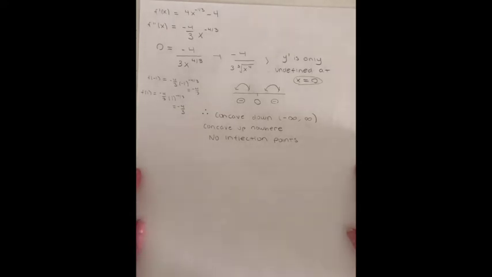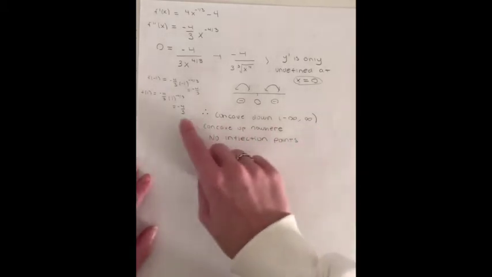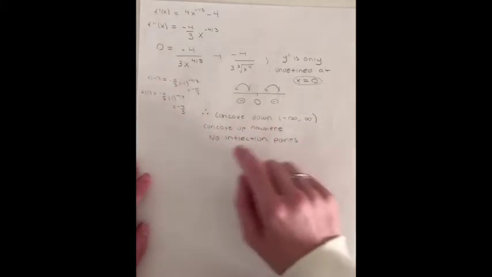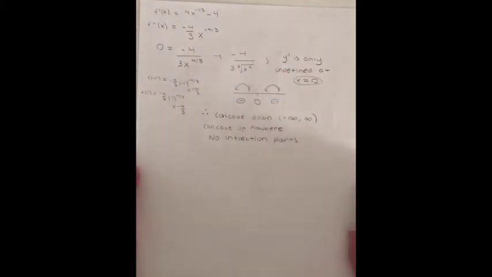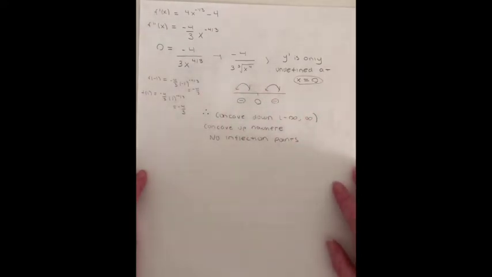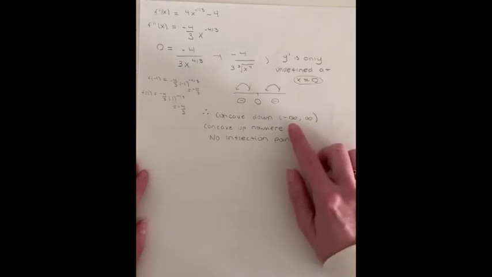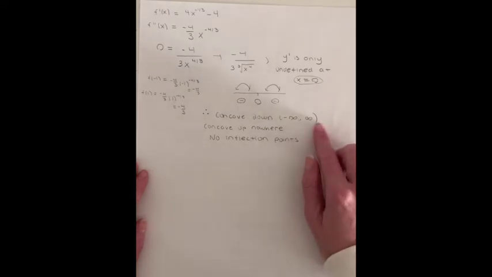To look at concavity, I tested -1 and 1, and when I plugged that into the second derivative, both values were -4/3, which is negative. Since it is negative on both sides of 0, that means it is concave down everywhere, or concave down from -infinity to +infinity.